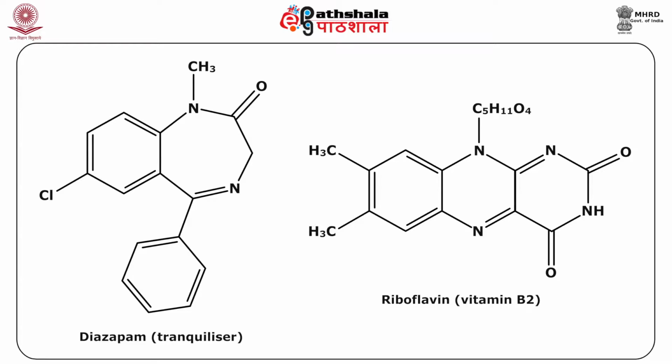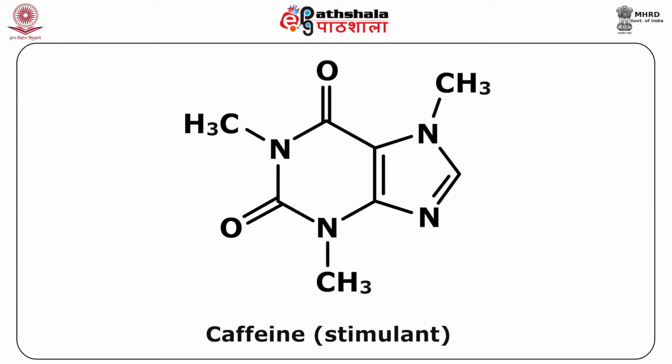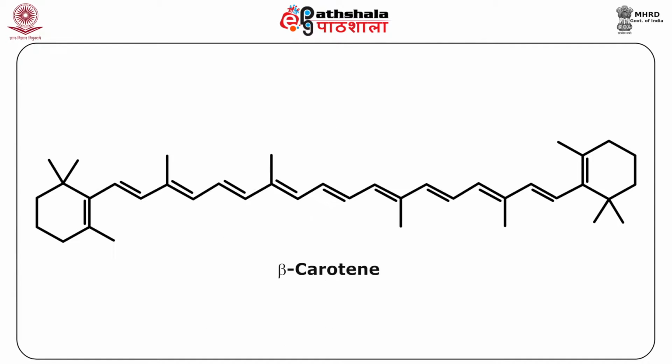Then this is vitamin B12, which is riboflavin. Then we have abscisic acid, which is a natural hormone in plants, and you can see this is caffeine, which is a stimulant. We have beta carotene, which is a natural product with high nutritional value, but now we need to prepare this on a synthetic large scale. So, how to break this, disconnect it to make it from simpler molecules, is what we will be studying.